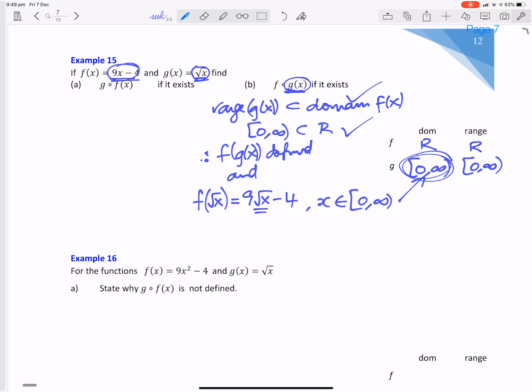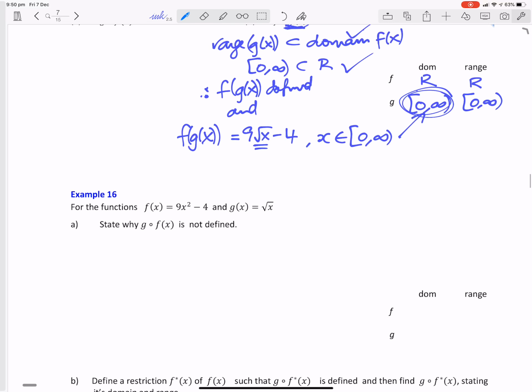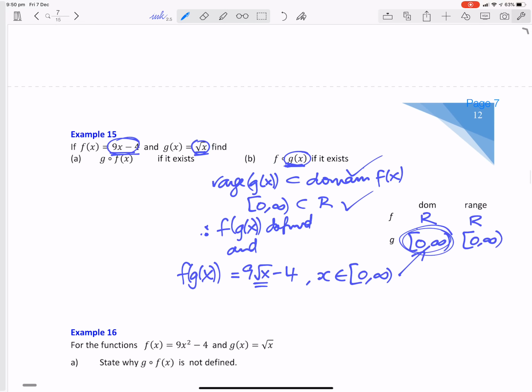We can sub in 0. 9 times 0 is 0 minus 4 is minus 4. So this is f of g of x, and it's defined for all real positive numbers or 0. Because those numbers, the numbers that are spat out by this function, are okay to go into this function. There's no values that I can't use with f of x.